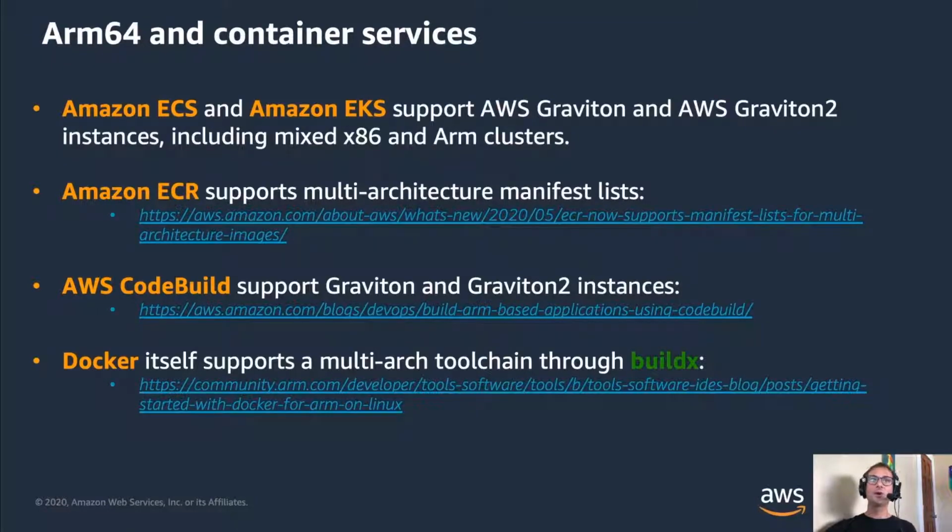When it comes to the ARM64 architecture and the different container services, Amazon ECS and Amazon EKS, which are our container orchestration environments, are both supported on Graviton2-based instances, and you can mix x86 and ARM-based instances in a cluster. Amazon ECR supports multi-architecture manifest lists, so you can build containers for both architectures and store them under the same tag. And AWS CodeBuild allows you to build applications on ARM64-based instances, so you can use it to build containers or applications for both Graviton and Graviton2-based instances. Docker itself provides a tool to build containers in a multi-arch environment. You can use BuildX to do that.